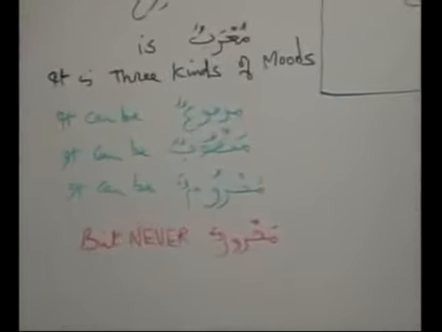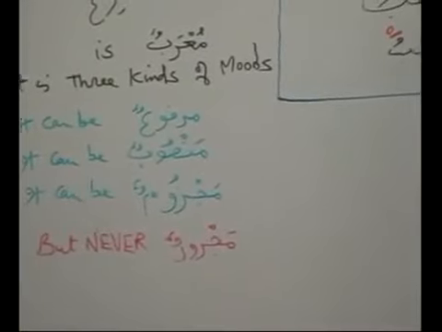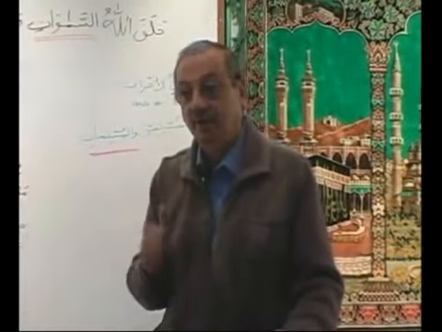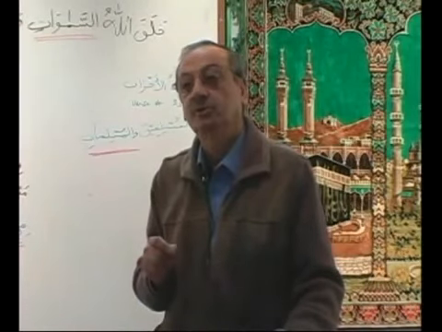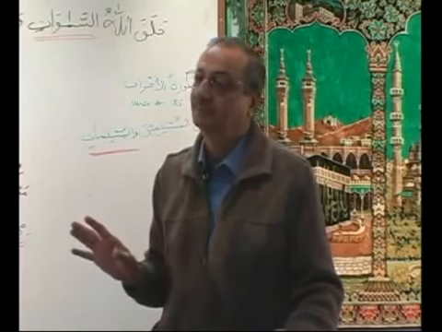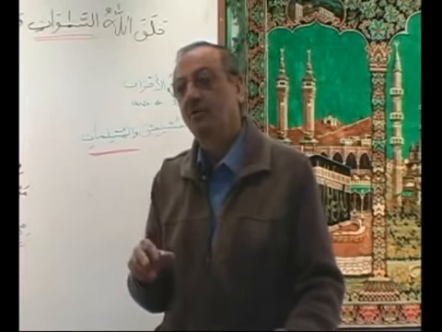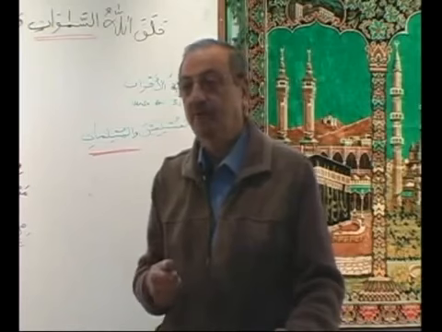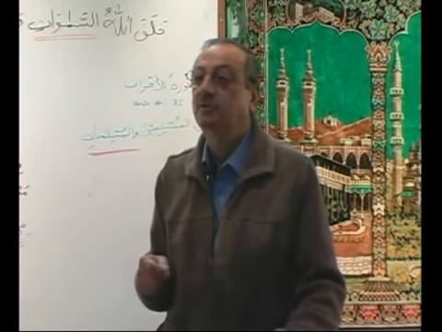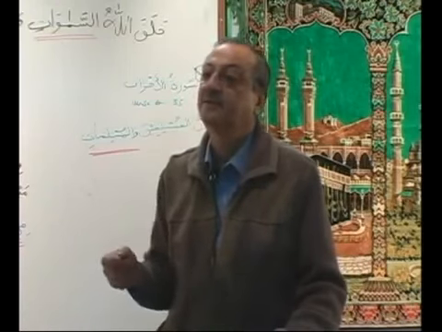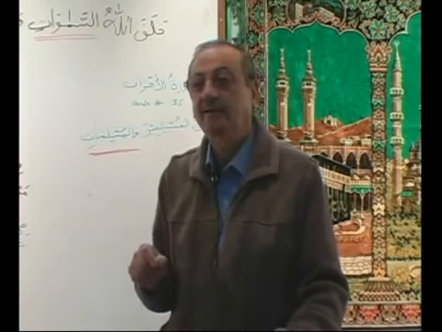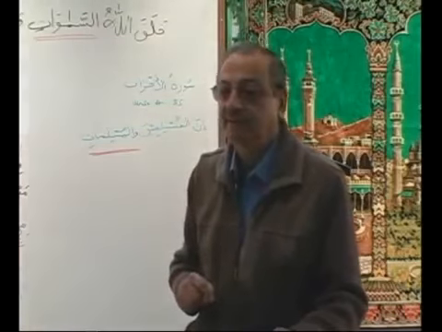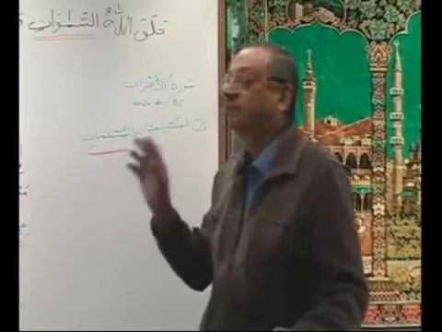Now, we must remember, brothers and sisters, the nouns are declined. They have three cases. What are those three cases? Marfu, mansub, and majroor. A noun can never be majzoom. But now we come to fi'l mudari'a. We say it has three moods. Marfu, like the noun. Mansub, like the noun. But then it is majzoom. And only fi'l mudari'a can be majzoom. And it can never be majroor. Inshallah, if you keep this in your mind, brothers and sisters, it will make things very easy.